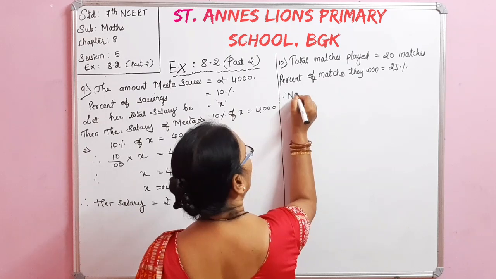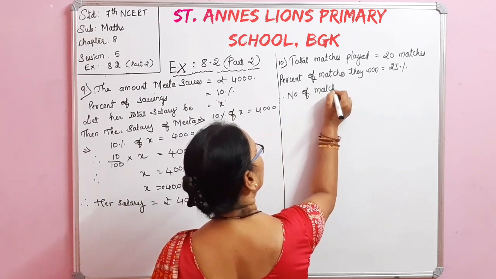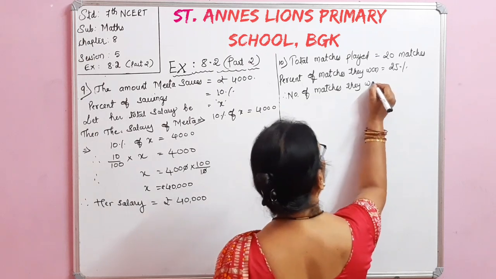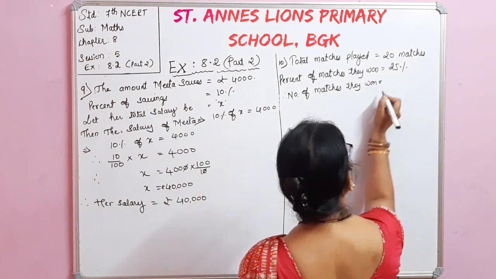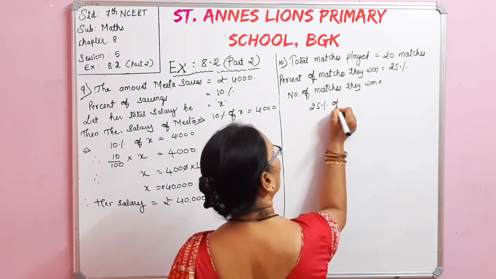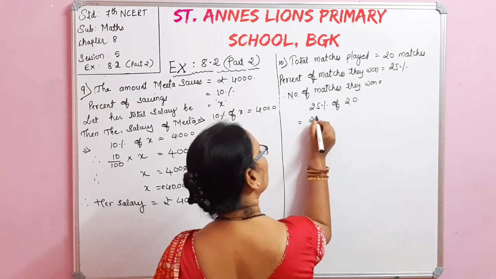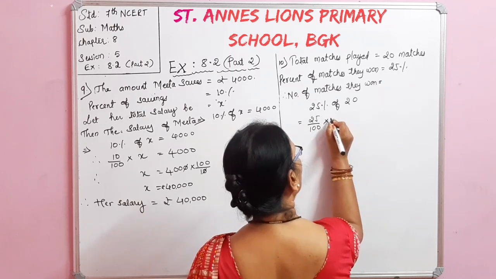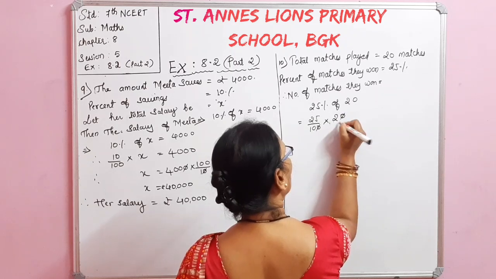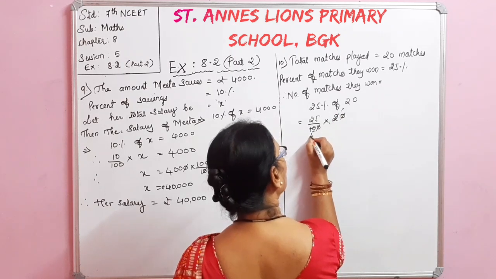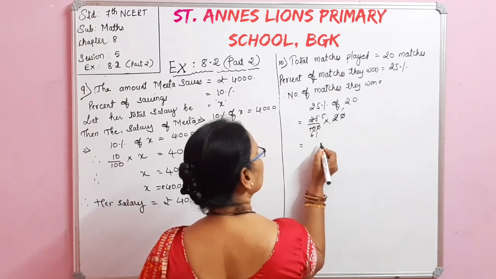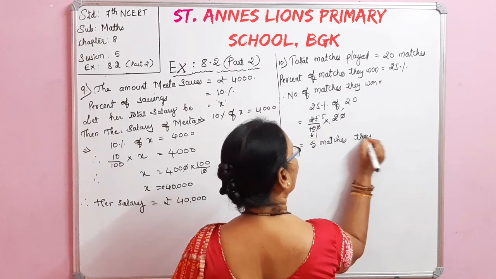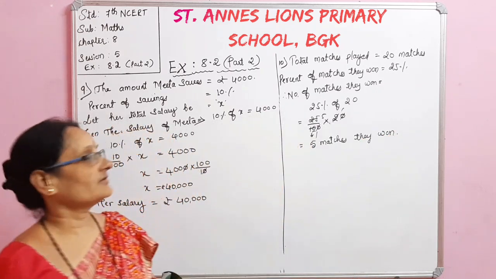Therefore, number of matches they won is equal to 25% of 20, which is 25 by 100 into 20. 0, 0 got cancelled. 2 ones are 2, 5 twos are 10, so this is 5 matches. 5 matches they won. So this is the 10th problem.